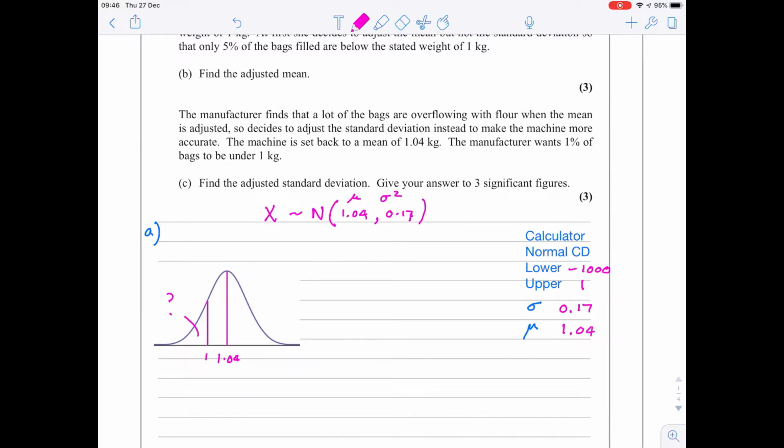And if we now press the equals button on the calculator, we'll get the probability that x is less than 1, and that turns out to be 0.407. And we're asked for the proportion. Maybe we could give that as a percentage, 40.7%. But I think you get the mark if you just left it as the decimal 0.407.